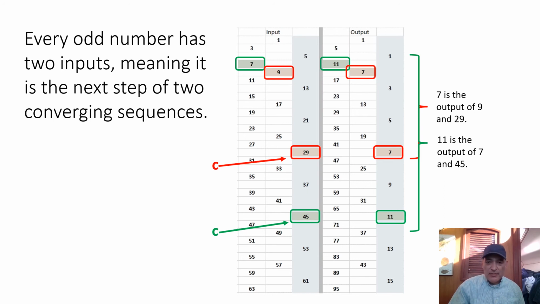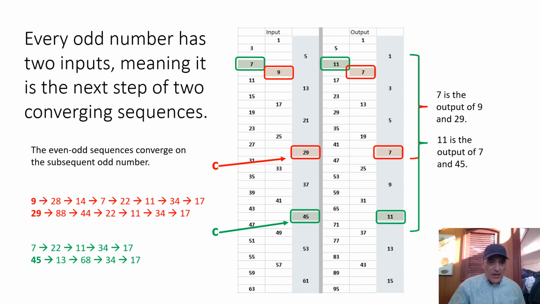So this is the beauty part of it. And then the even odd sequences converge on the subsequent odd number, as we've kind of explained. I don't want to get confused by these sequences, so I won't even bother, but you'll see, again, they're convergent. You have 2 operations converging. One of those does correspond with C if you start the sequence on C. If you don't start the sequence on C, you won't see it.